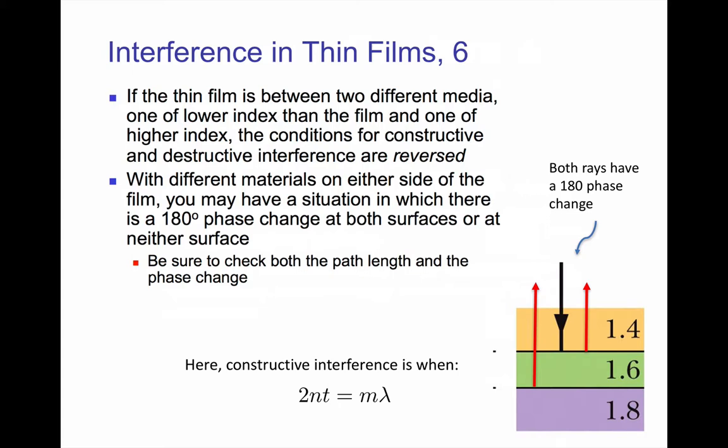And so in this case, where we're looking at constructive interference, we would say that 2nt equals m lambda. For destructive interference, we would say that 2nt equals m plus a half times lambda.